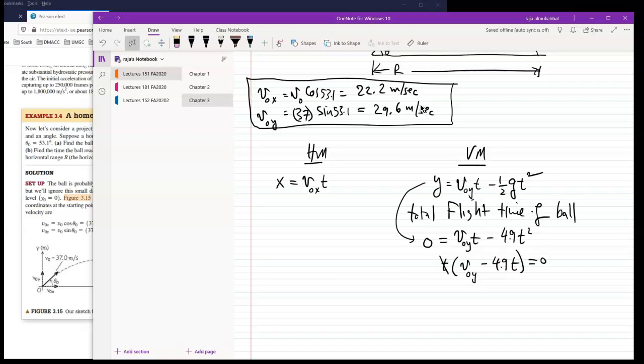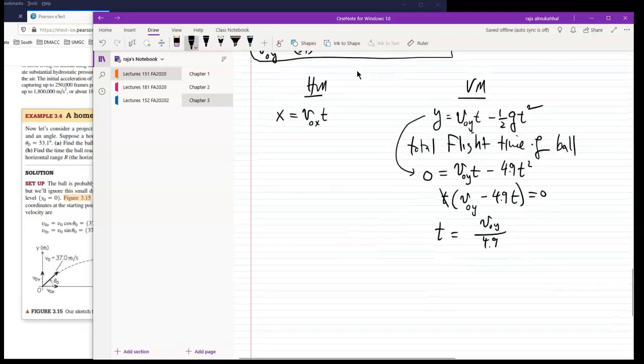As you can see, this t will go away. Just divide both sides by t. And then I'm left with the total time really is v naught y over 4.9, if I didn't make any mistake. Oh, I think I missed something. Oh, no, I didn't. It looks fine. So if I do that, I can tell you what is the total time of flight.